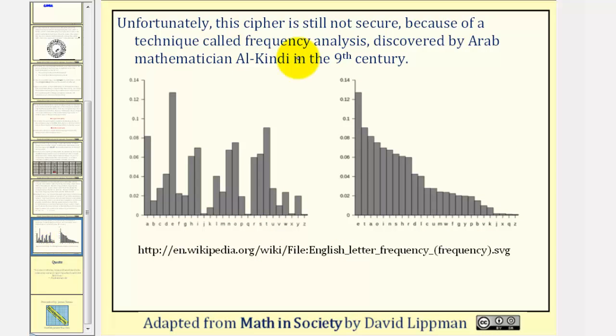Unfortunately, this cipher is still not secure because of a technique called frequency analysis discovered by Arab mathematician Al-Kindi in the 9th century. This shows the common frequency of letters in the English language. It may be hard to see, but notice how E has the highest frequency, followed by T and A, which we can see here in this Pareto chart. So by analyzing the frequency of the letters used in a code, it would make it easier to decrypt the message.